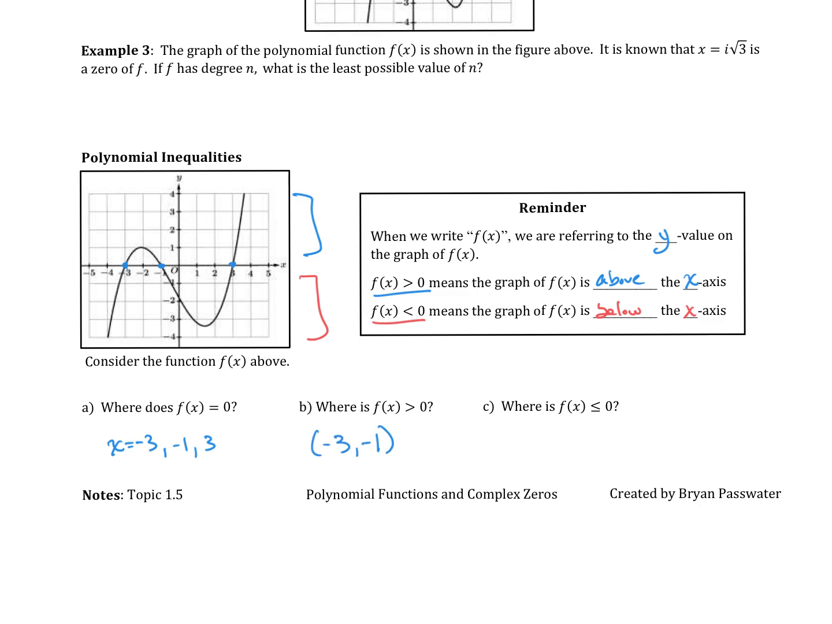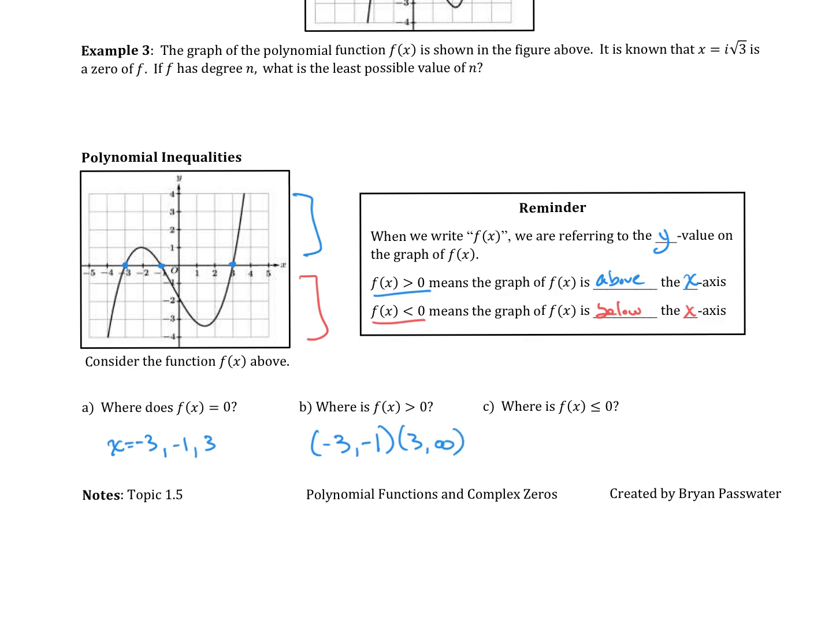Now, why am I using a parenthesis instead of a bracket on this one? Not because it ends, but because it's not equal to 0 yet. All right? And so that's why we use a parenthesis and not a bracket. And then, when else is it above the x-axis? From 3 to positive infinity.